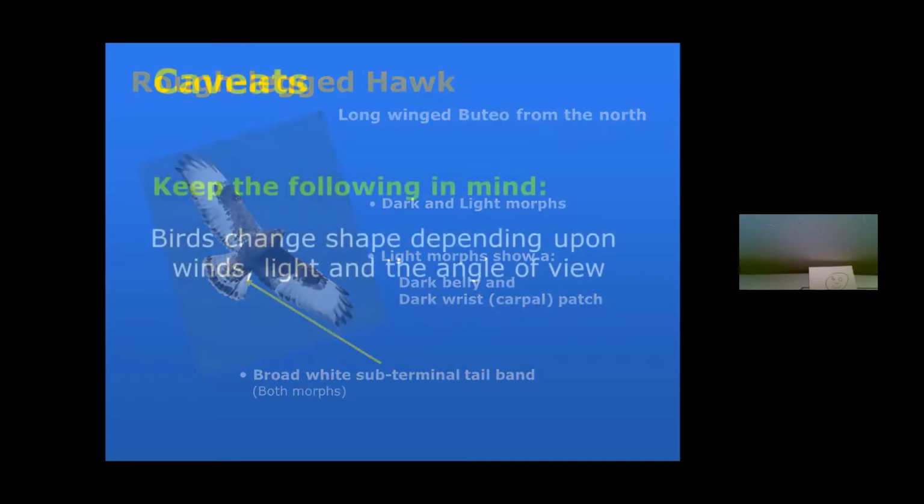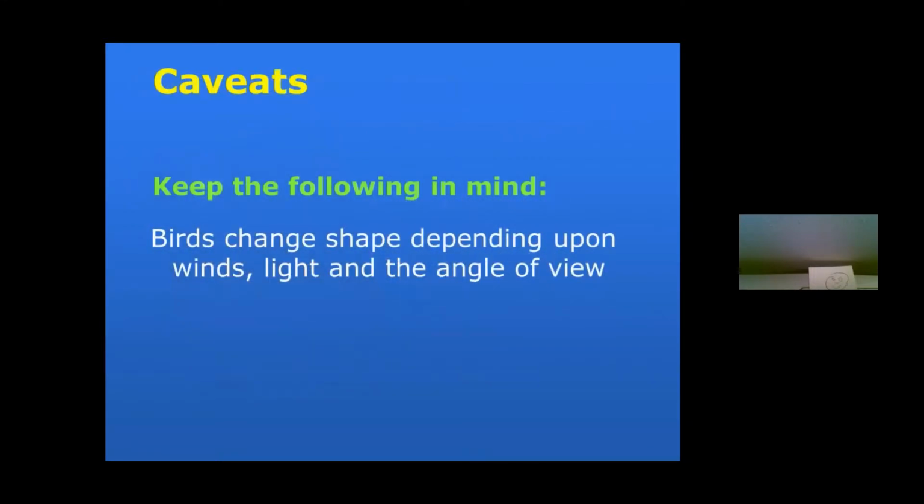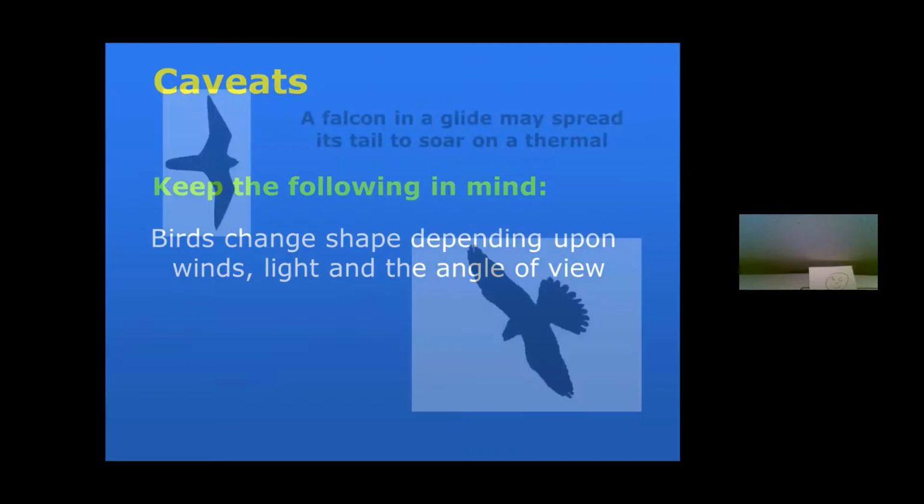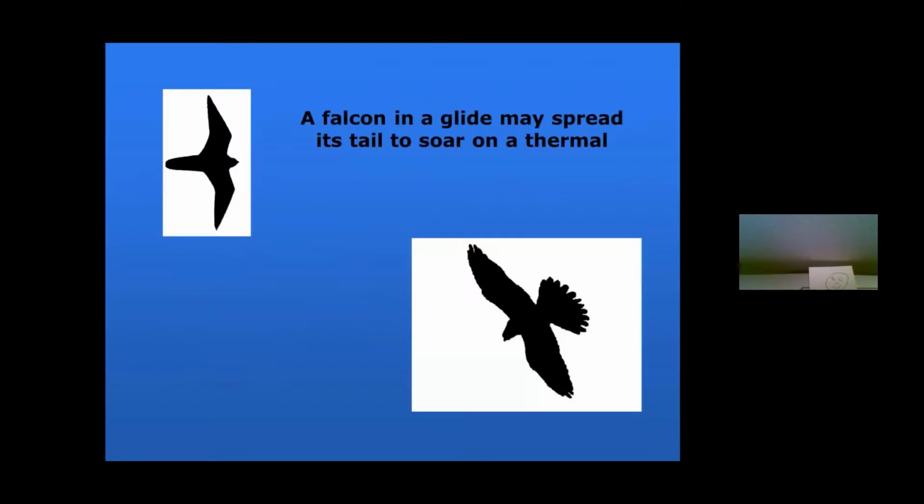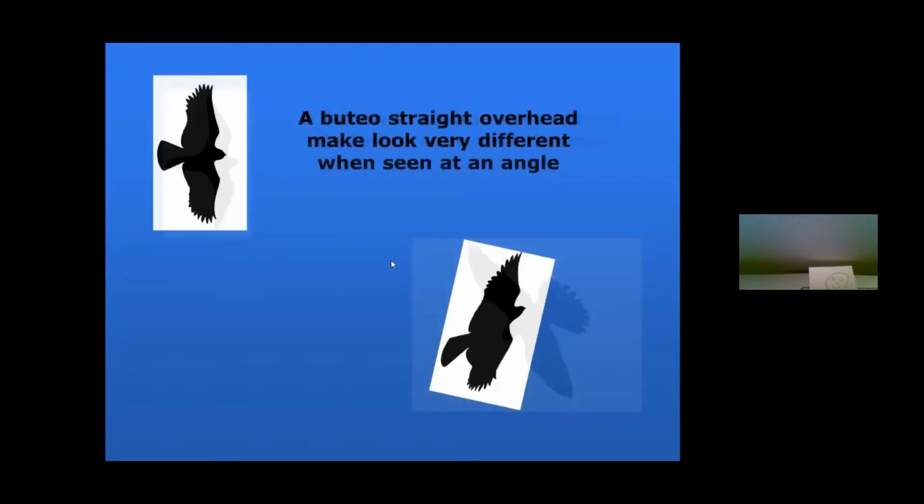So caveats as we close. Keep the following in mind. Birds change depending on their light, their angle, view, the winds, and you can never see too many. You can never see too many. A falcon in a glide may spread its tail, ooh, and then it'll look like a falcon. But the wings still give it away. The wing shape still gives it away as a falcon. A buteo looks different if it's going away from you, but look at those bulging secondaries. Remember we talked about bulging secondaries. Most likely this is a red tail silhouette. Looks like a red tail when seen at an angle.